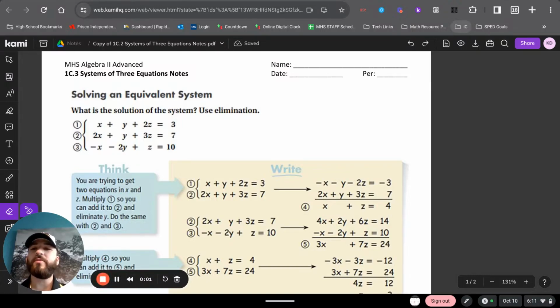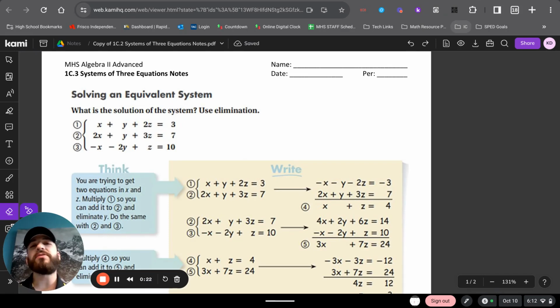All right, y'all. Today we're going to be talking about systems of three equations. And the key difference between systems of three equations and systems of two equations is not just that we have three equations still with two variables, but we actually have three equations with three variables. And so that adds an extra level of complexity to solving them and finding those solutions.